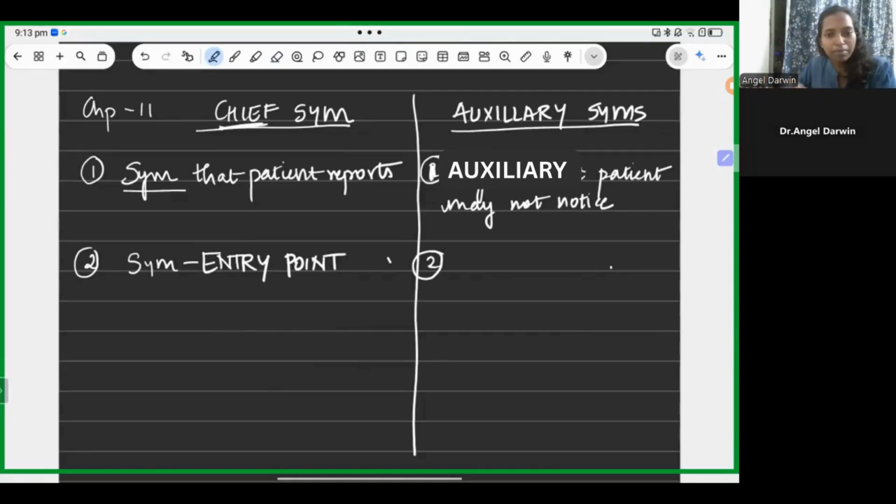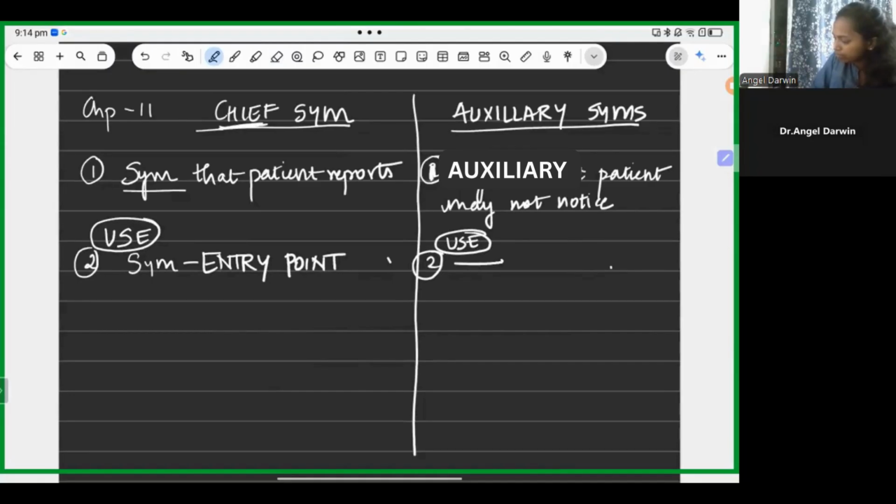And how is an auxiliary symptom important? This symptom will help you to create a totality. It will help you to get the unique aspect of the case. It helps you find the totality, the complete picture of the case.